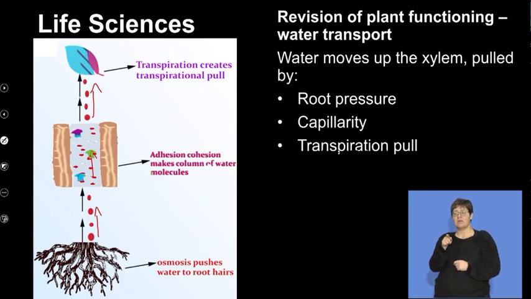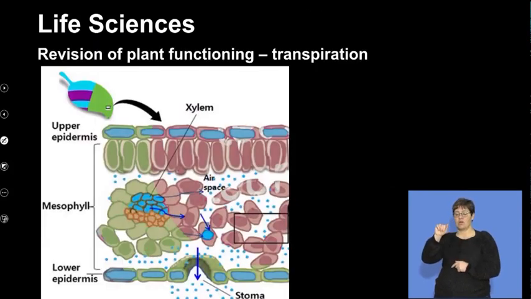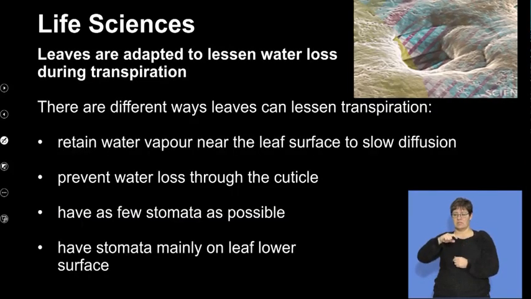and this causes the transpiration pull. What actually happens in the leaf is the water comes out of the xylem, goes into the cells, into the air spaces, and eventually moves out through the leaf in transpiration.